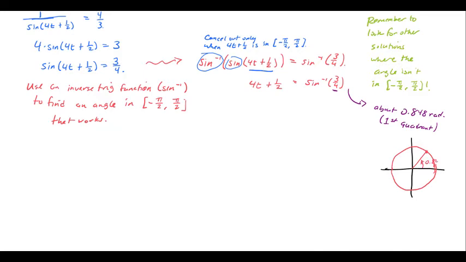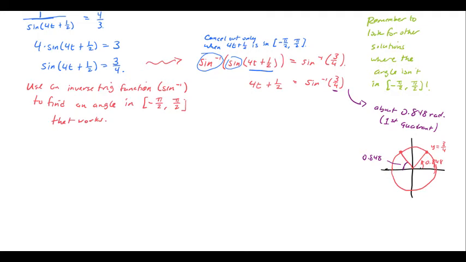That's 0.848 radians, and that one has a sine, or a y coordinate, of 3/4. But I could also find another angle over here in the second quadrant. And what relationship do those angles have to each other? Well, the one I just drew in the second quadrant is going to be the reflection of this one across this axis. Another way of thinking of that is that the angle from here to here, this one, is also 0.848 radians.